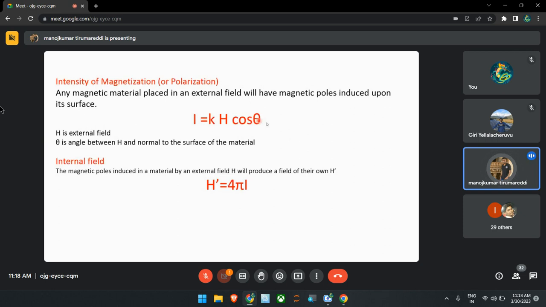If it is 90, it is minimum, and if it is 0, the polarization is maximum. Now because of this intensity of magnetization or magnetic polarization, the secondary field will develop. Secondary field is proportional to that I, that is equal to 4π times I, magnetic.